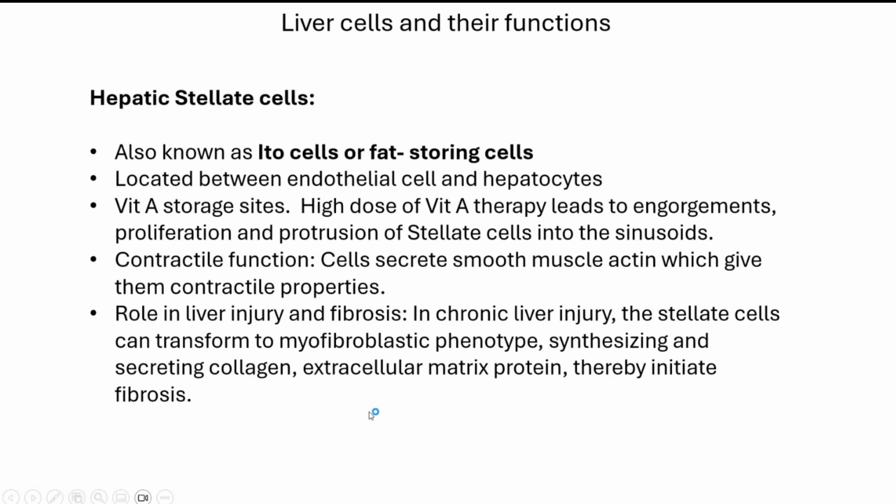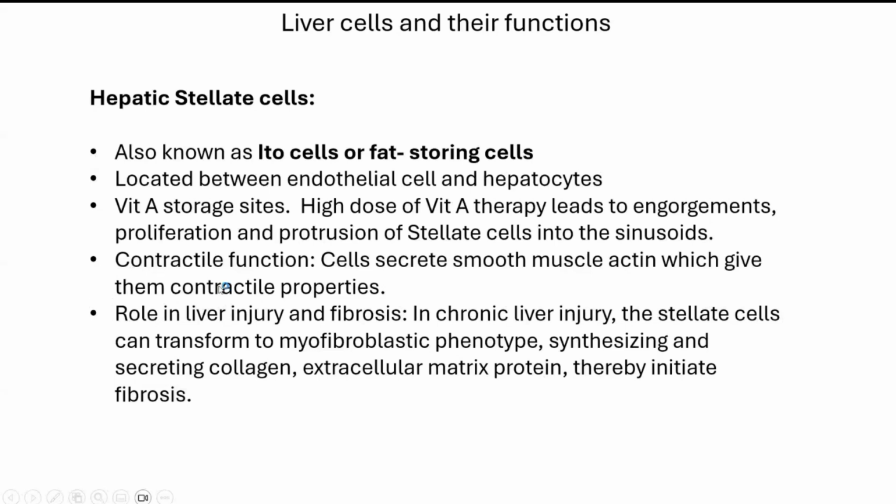Then coming to hepatic stellate cells, they are also known as Ito cells and fat storing cells. These are very important cells. They have two roles. They are located between endothelial cells and hepatocytes. They are vitamin storage sites. A high dose of vitamin A therapy leads to engorgement, proliferation, and protrusion of stellate cells into the sinusoids.